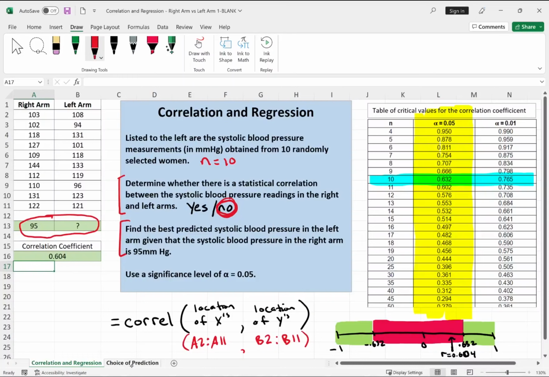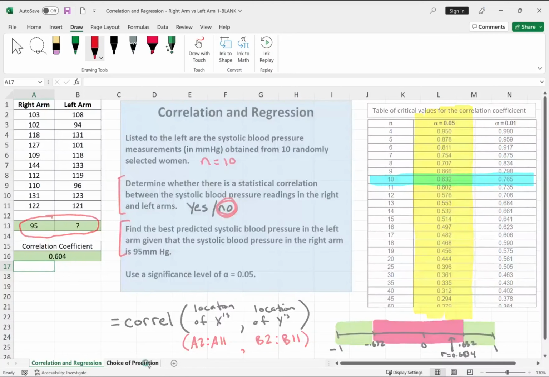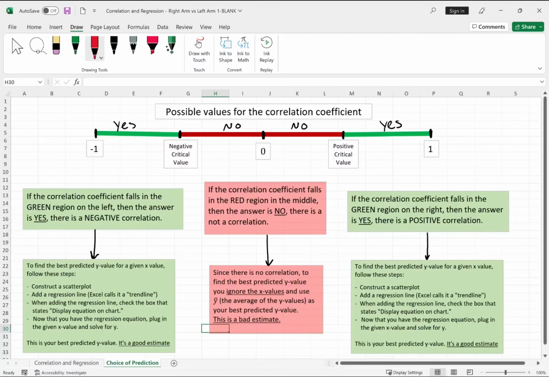So let's go back to the second tab, choice of prediction. And this was our answer to question number 1. If the correlation coefficient falls in the red region in the middle, then the answer is no. There is not a correlation. Okay, we have that. Now we move on to this next box for the prediction.